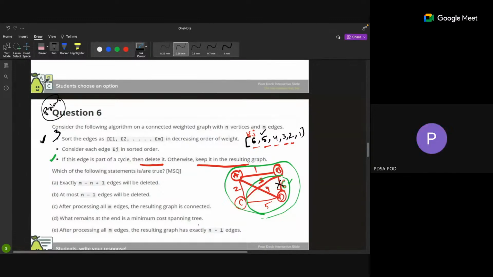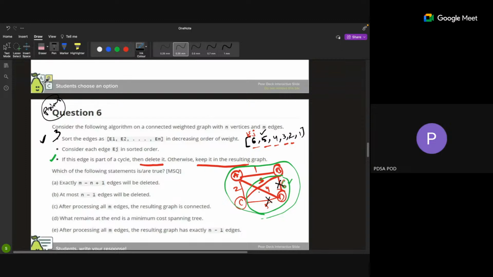It can be part of a cycle, no? Yes, sir. So we can remove that 5 also. Is it right? So this is also removed. Next one, 4, I am coming.